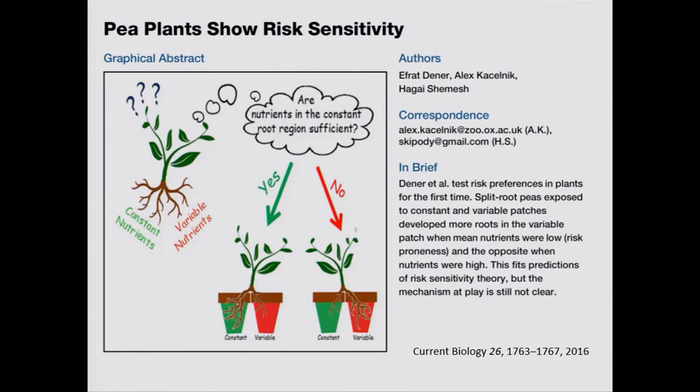But if the average level of nutrients is so low that the plant cannot possibly make enough seeds, it invests more in the risky pot. Because in the risky pot, there's always a chance it will get enough nutrients to make some seeds. And this turns out to fit the predictions of risk sensitivity theory, as developed by economists. But the mechanism the plant uses to do this is still unknown. But they have all those intracellular, they have a computer in every living cell, and the cells can communicate.